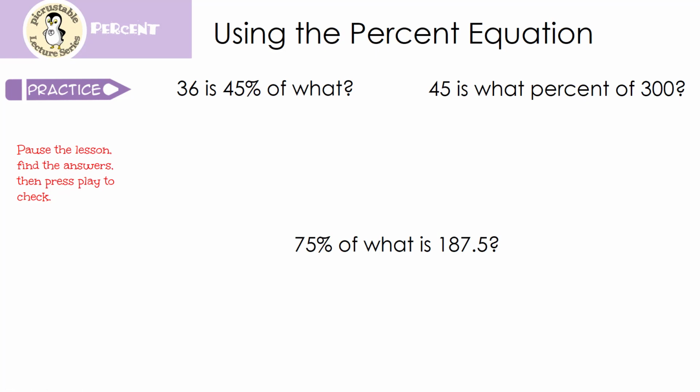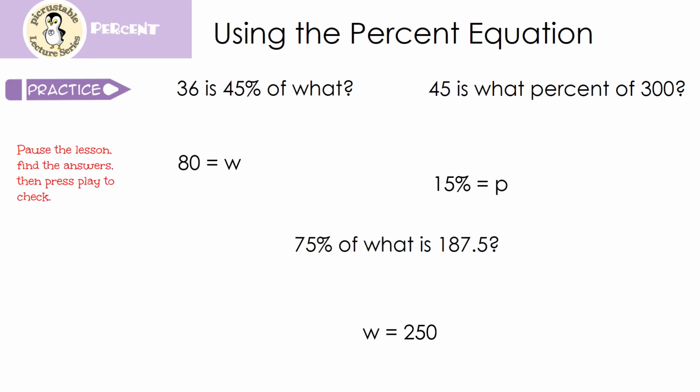36 is 45% of what? Did you get 80? Cool. 45 is what percent of 300? Did you get 15%? Finally, 75% of what is 187 and 5/10? That's right, it's 250. If you got these right, you can just move along. Otherwise, for the rest of us, let's look at these.